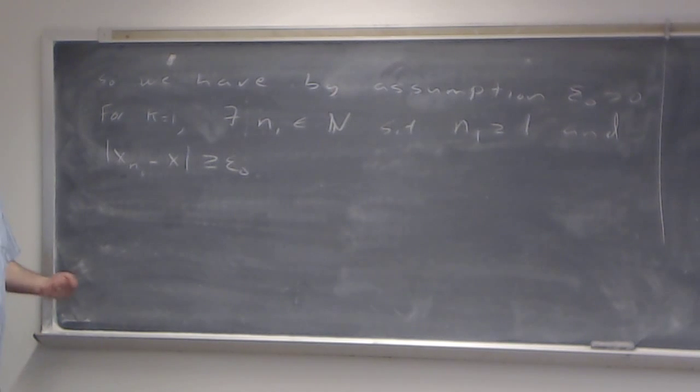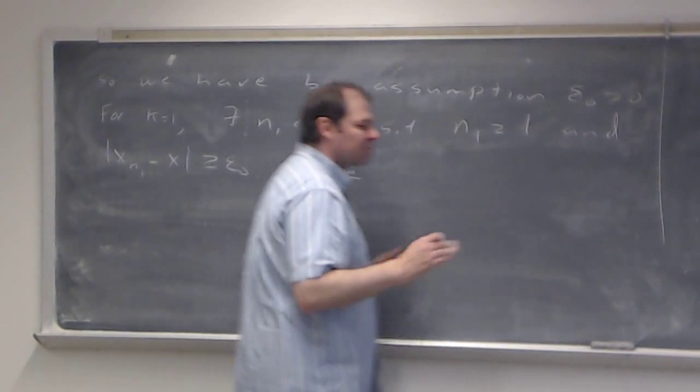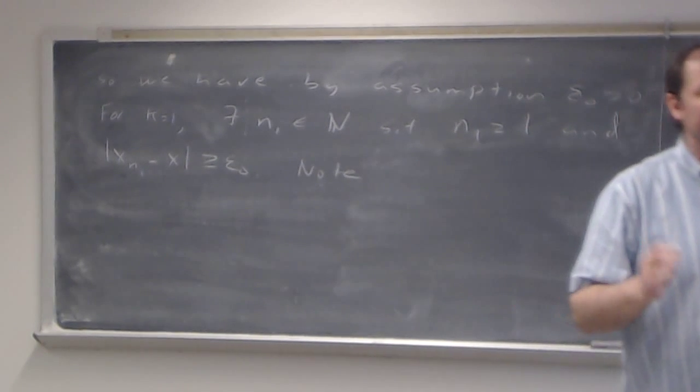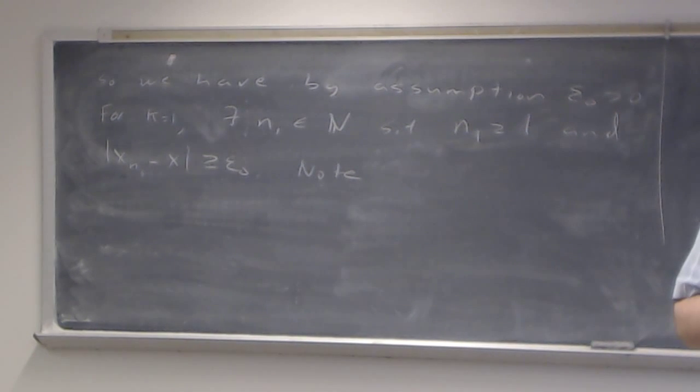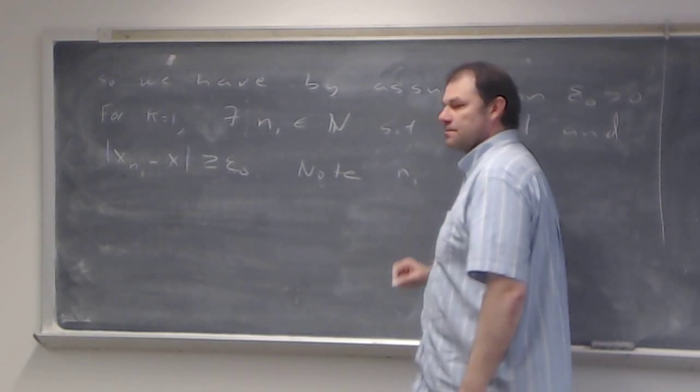Okay, well, here's what I want to do. I'm going to create a subsequence. That's my first term of the subsequence, x sub n sub 1. How do I get the next term? Well, note, to create a subsequence, what do we have to have? We have to have an increasing sequence of natural numbers. Remember that n sub 1 in the definition: n sub 1 is less than n sub 2, is less than n sub 3. It's strictly increasing.